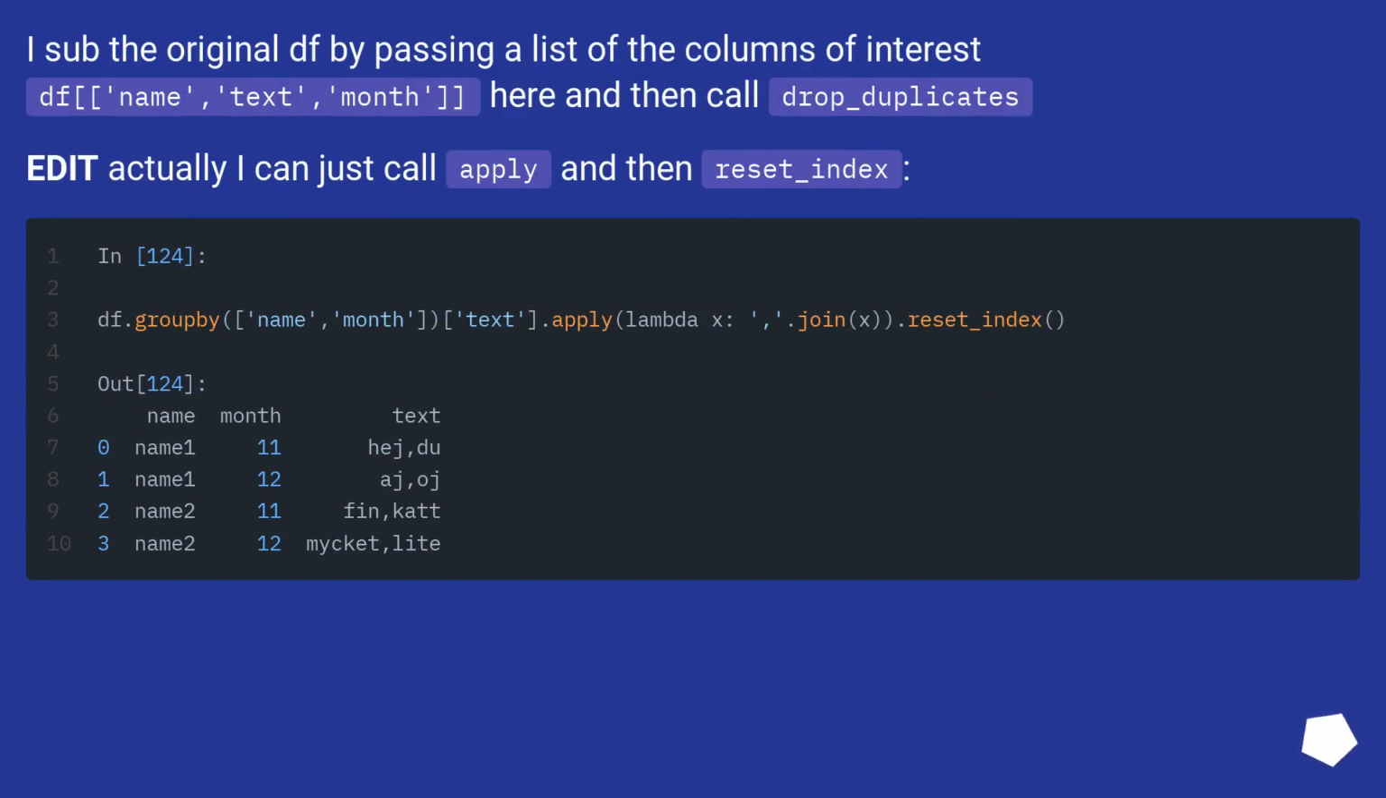I sub the original DF by passing a list of the columns of interest, DF name, text, month, here, and then call drop_duplicates. Edit: actually I can just call apply and then reset_index.